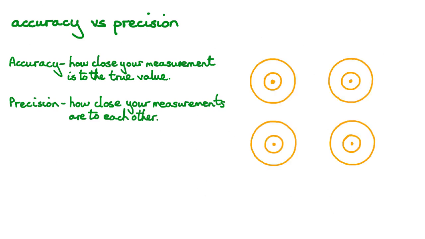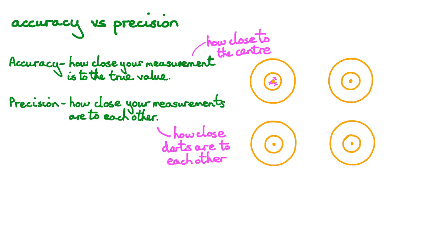A common way to explain these concepts is with a dartboard. Imagine that you throw 3 darts at a dartboard. Accuracy would be a measure of how close your darts are to the bullseye, which is in the centre of the dartboard, while precision would be how close your 3 darts are to one another.